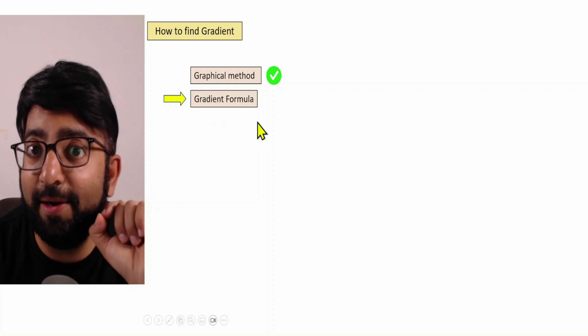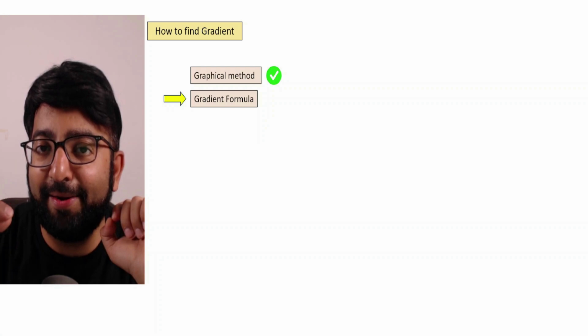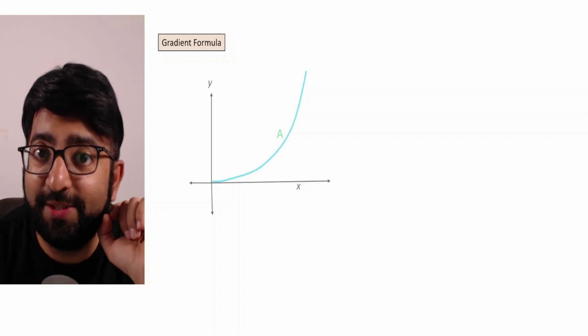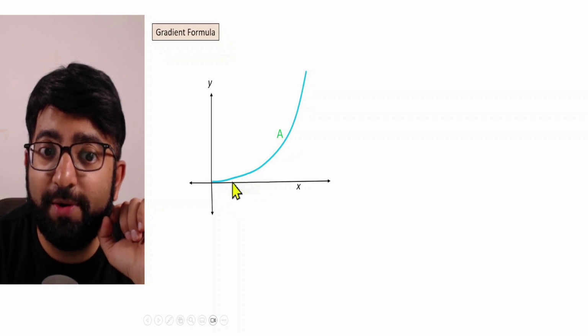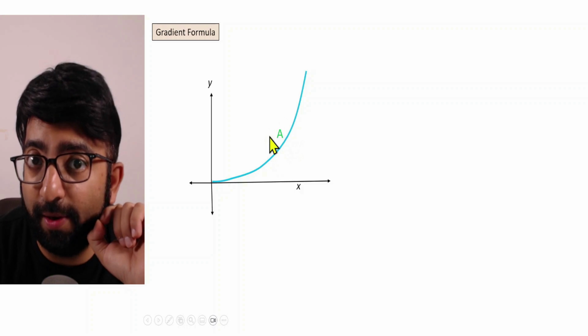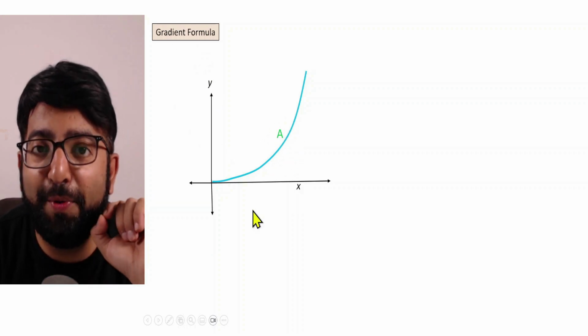Now we come to the gradient formula, the formula which we are already aware of, the rise upon run, y2 minus y1 divided by x2 minus x1. So here we go. We start with the same graph which we had drawn earlier, a U-looking graph, and a point A is labeled. So we need to figure out the gradient of the graph at the point A using the formula. How do we do that?